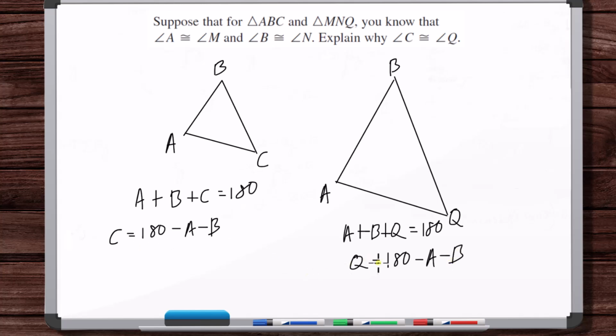Well, look, they both have the same measure. C and Q are both equal to 180 minus A minus B. So C is equal to Q.